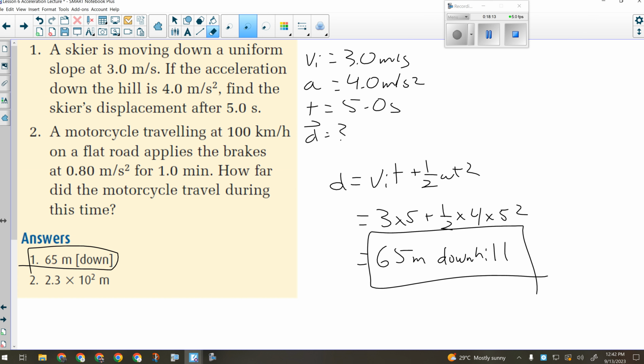Okay, so would that answer down be right? Absolutely not. Down is not the same as downhill. Okay, so that would be wrong. Not specific. Okay, how many people have done number 2? All right, I'll give you a little bit more time on number 2.